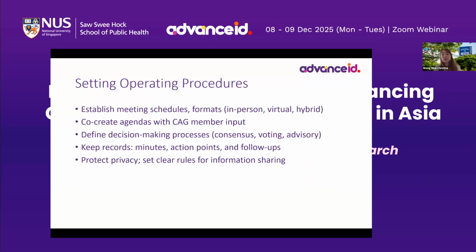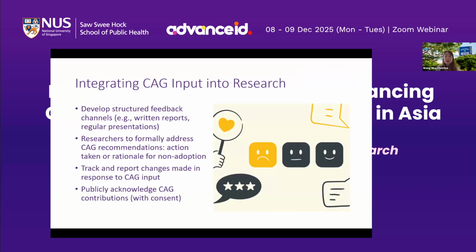Meetings should also be scheduled at convenient times and made accessible to all. And the decision-making should be transparent, and records should be shared to ensure accountability and track progress. It's very important to integrate the input that the community advisory group provides in these meetings into the research.